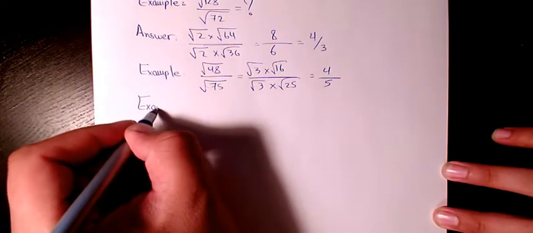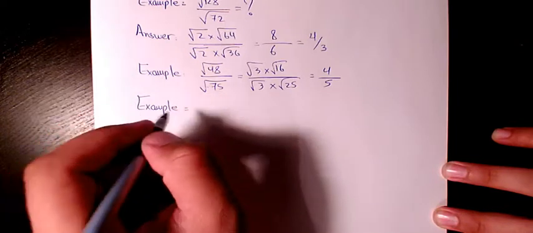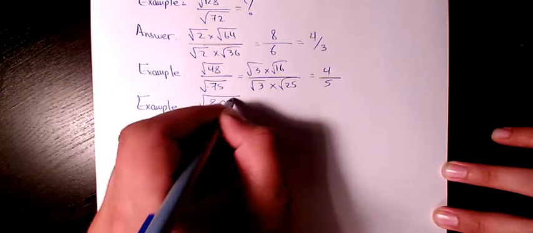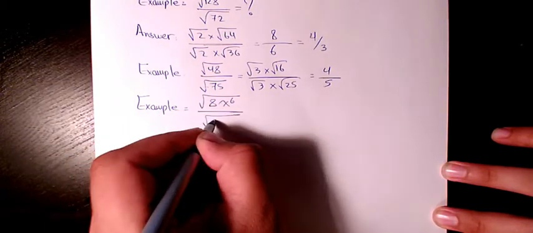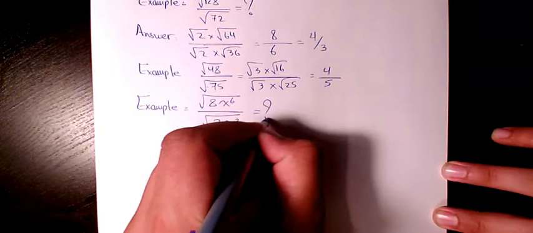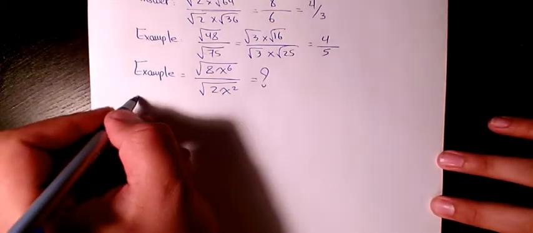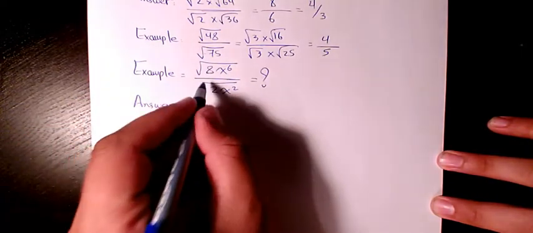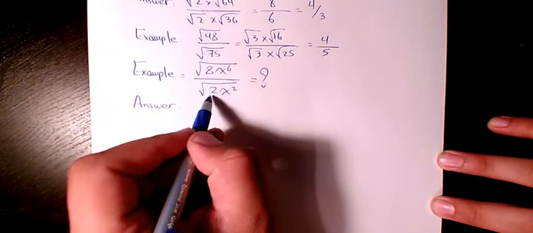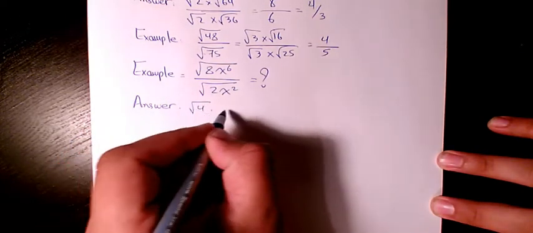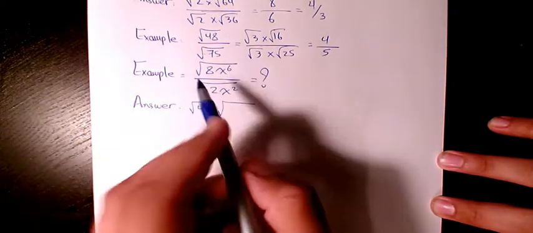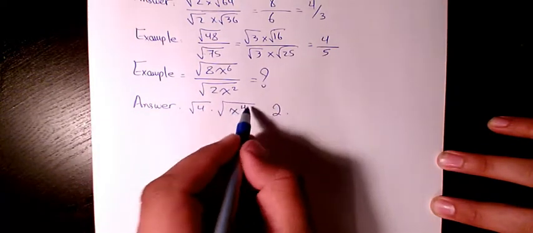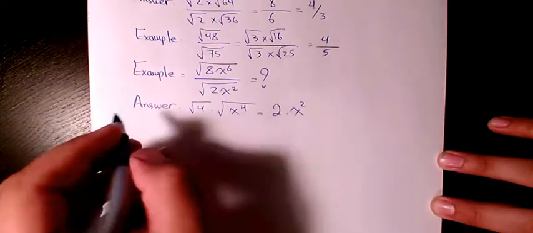Next example, it is the square root of 8x to the power of 6 divided by the square root of 2x to the power of 2. The answer is going to be the square root of 8 divided by 2, which is 4. And then the square root of x to the power of 6 divided by x to the power of 2 is going to be x to the power of 4. The square root of 4 is 2. The square root of x to the power of 4 is x to the power of 2.